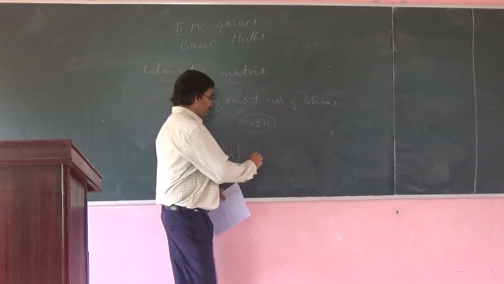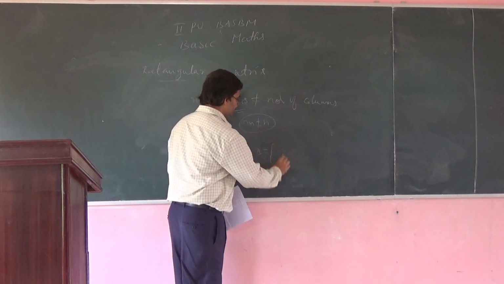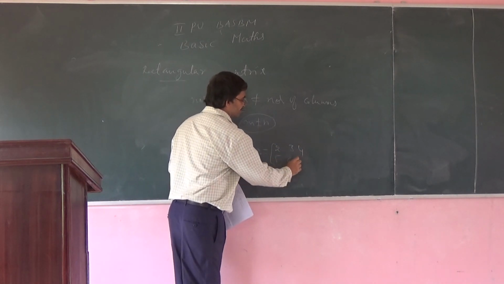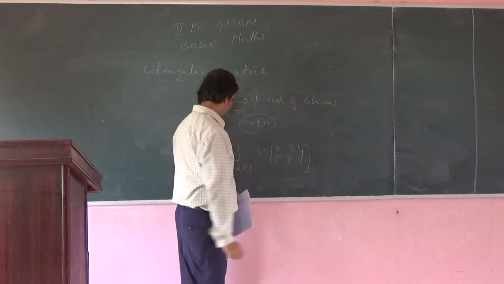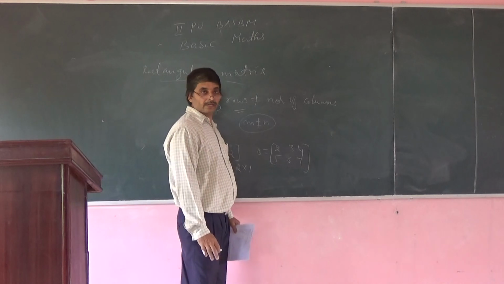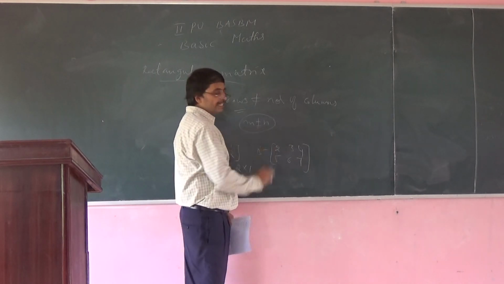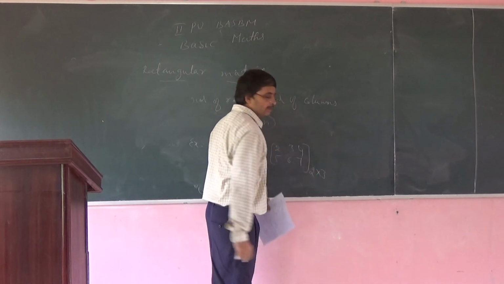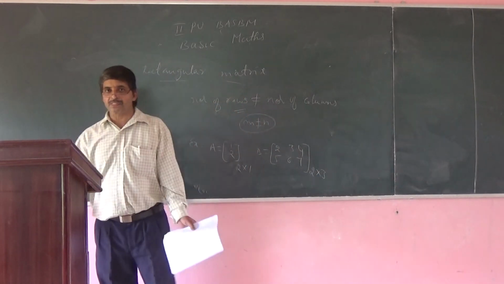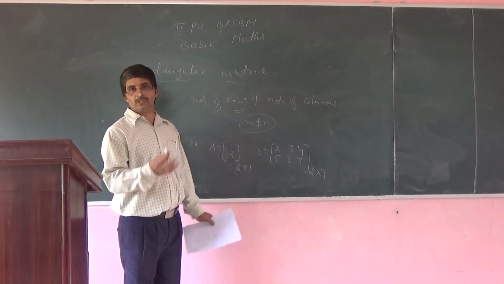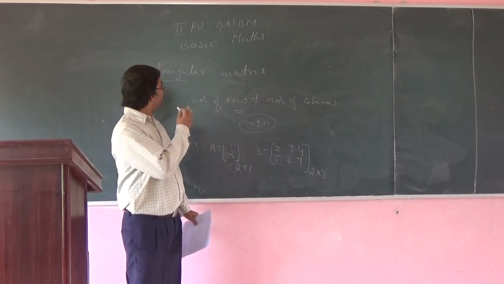One more example: B equal to 2, 3, 4, 5, 6, 7. This is again a rectangular matrix because it contains 2 rows, 3 columns. We can have many examples: 3 cross 2 matrices, 4 cross 1, 1 cross 4. All are rectangular matrices.